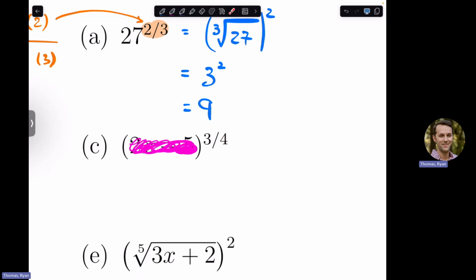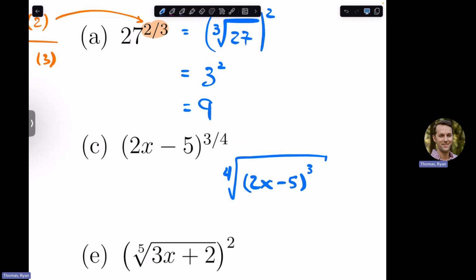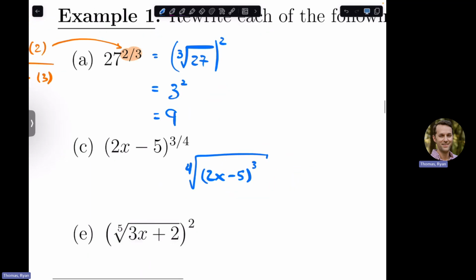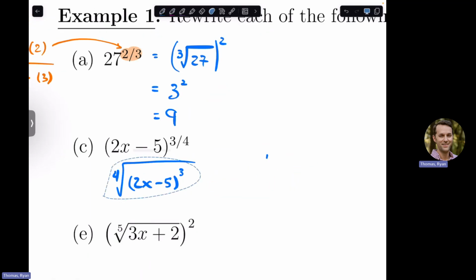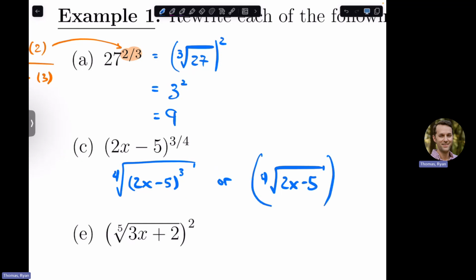A fourth root cubed. Yeah. So I take this thing, 2x minus 5, and what I need to do is cube it and take its fourth root. Now, again, if you wrote it in the other order, that's fine. That's the same thing. Or the fourth root of 2x minus 5, all cubed.